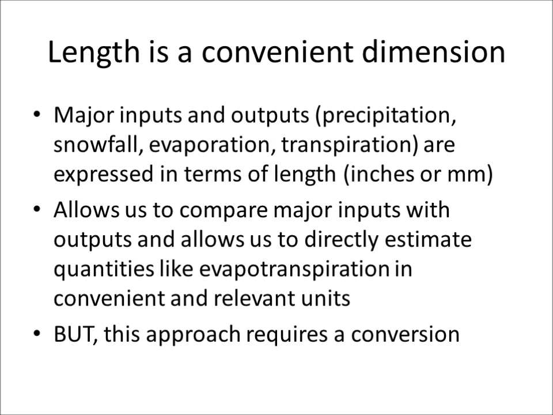Length is a convenient dimension. First of all, major inputs and outputs, for example precipitation, snowfall, evaporation, and transpiration, are expressed in terms of length, inches or millimeters. This allows us to compare major inputs with outputs, and allows us to directly estimate quantities like evapotranspiration in convenient and relevant units. So instead of expressing evapotranspiration in terms of the number of cubic meters of water that may have evaporated from our control volume or been carried out as a gas from our control volume, we can express it in terms of a length, which is a common way of expressing evapotranspiration.